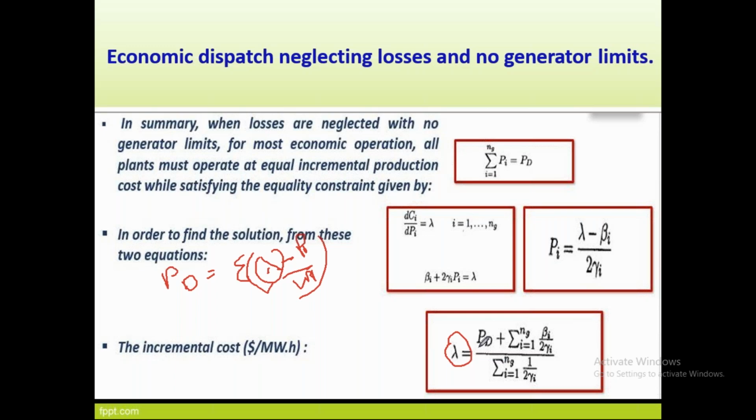Finally, we obtained two equations, that is equation 1 and equation 2. These are the two equations we use to solve the load scheduling problem when neglecting losses and with no generator limits. I will ask these formulas in the slip test exam, so just remember the two formulas.